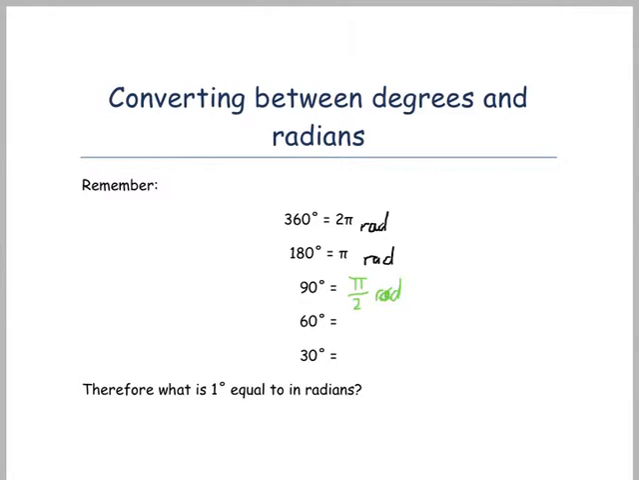And if we went down again from 180 to 60, well, that is a third of it, so it's pi over 3 radians. And from 180 to 30 is a sixth of it, so it's pi over 6 radians. And if you did 45, you could see that that was pi over 4.